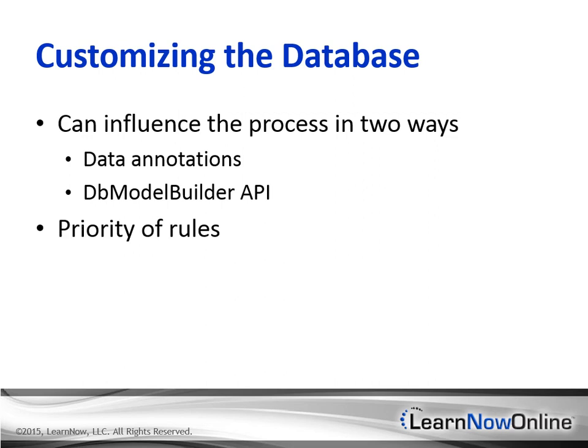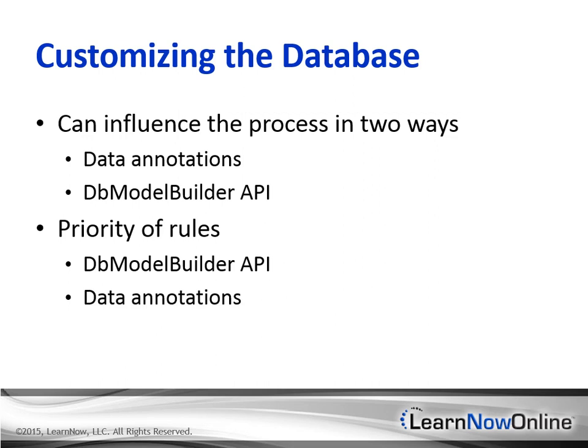And Code First will apply the rules, which you define, in a specific order of priority. First priority are the mapping rules that you define in code using the DB Model Builder API. So these trump all. Second, it'll apply the data annotations that you place on the model classes and properties. And then third, it'll use the convention over configuration defaults. So if you define conflicting rules using both data annotations and the API, the API will take precedence when Entity Framework infers the model from the classes.